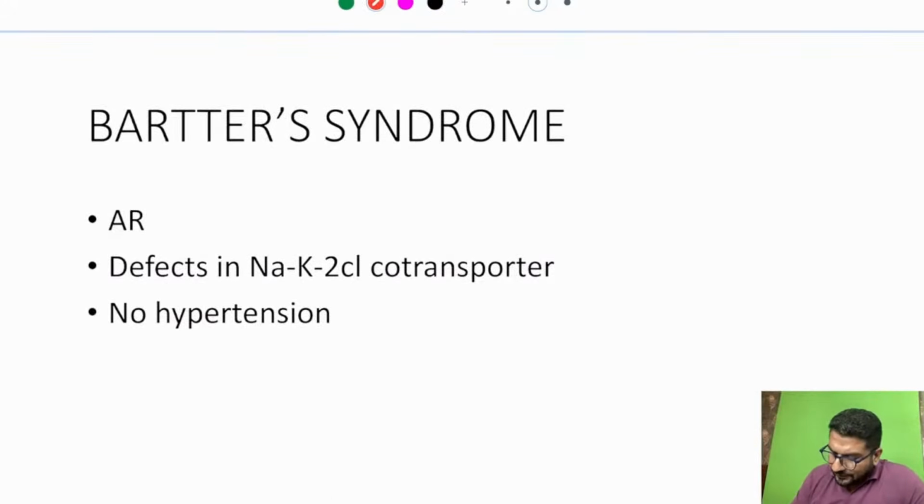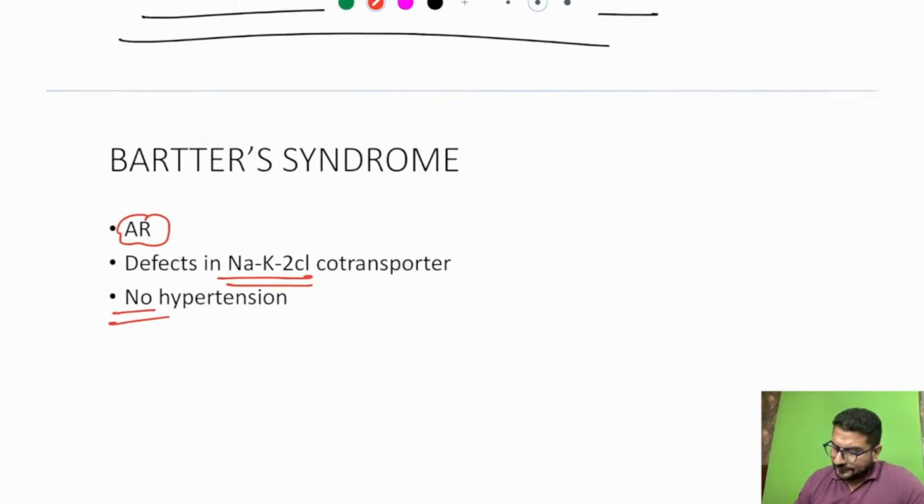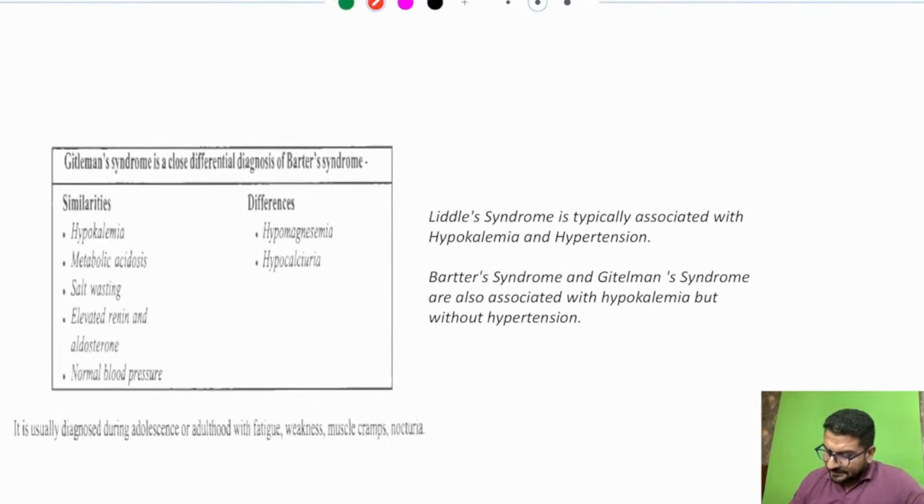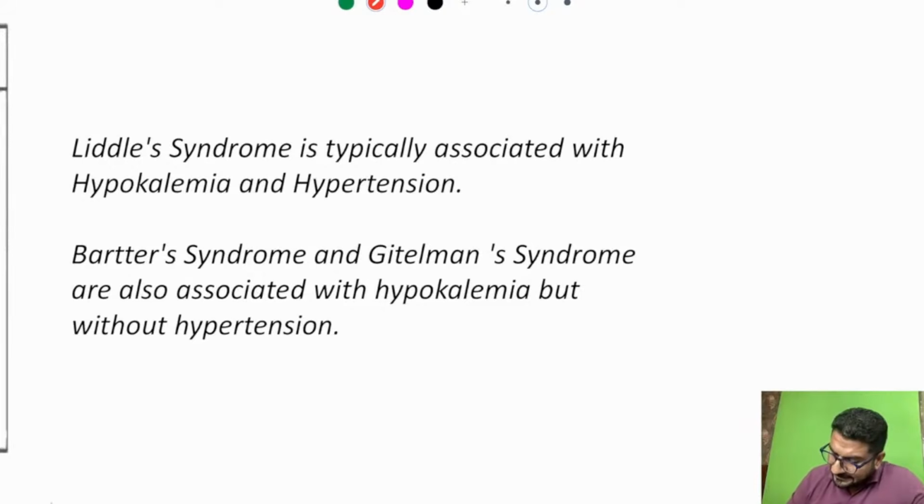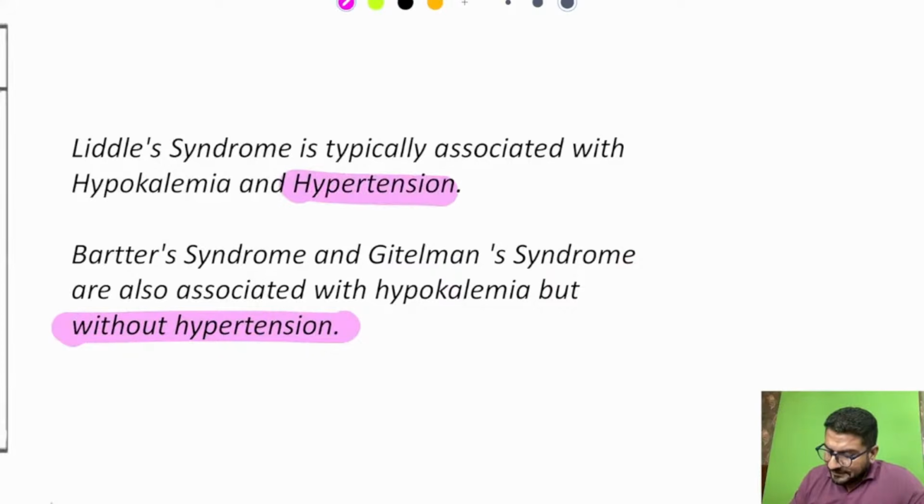So Bartter syndrome is autosomal recessive condition. You can see defect in sodium potassium 2 chloride transporter, but there is no hypertension in Bartter syndrome. If you compare this, remember Bartter and Gitelman syndrome, they will not have hypertension, right? So Liddle syndrome is something where you will see hypertension.